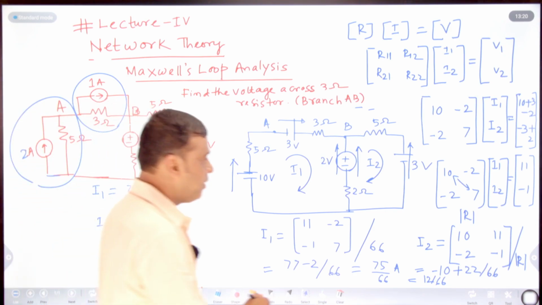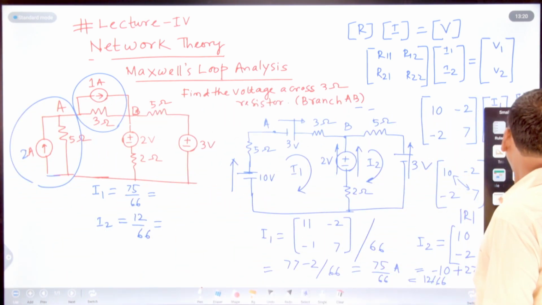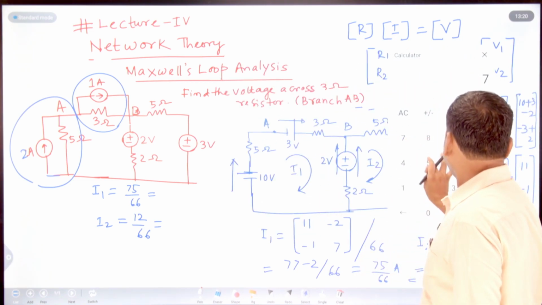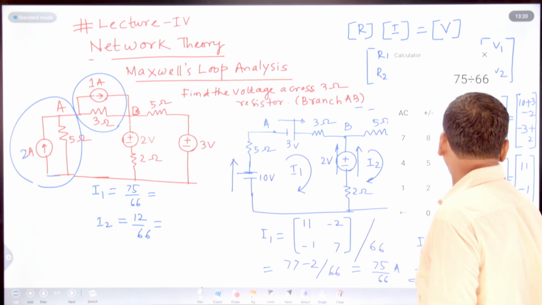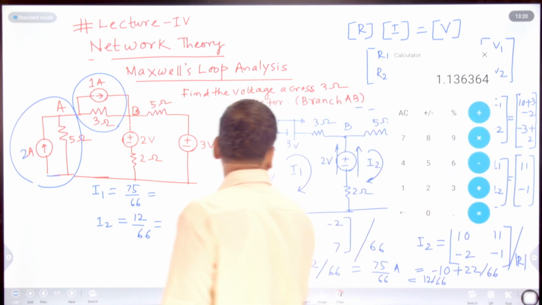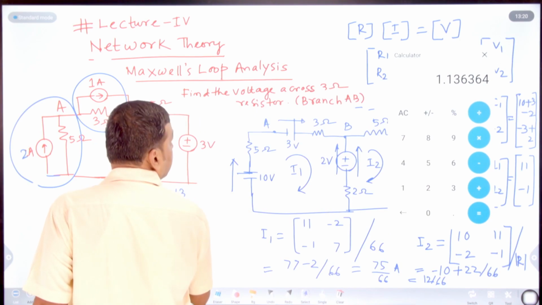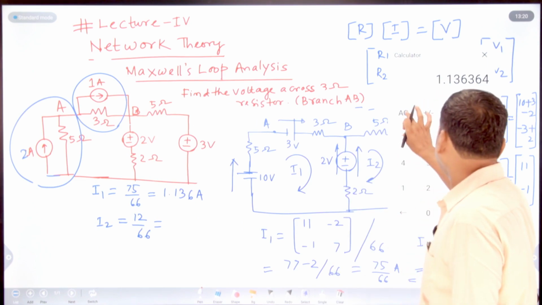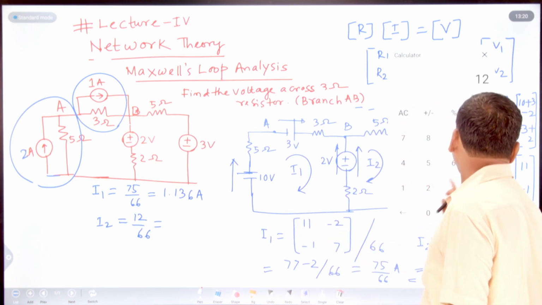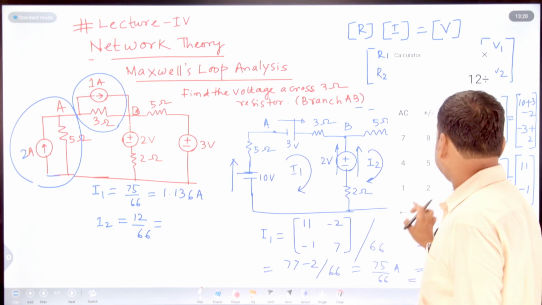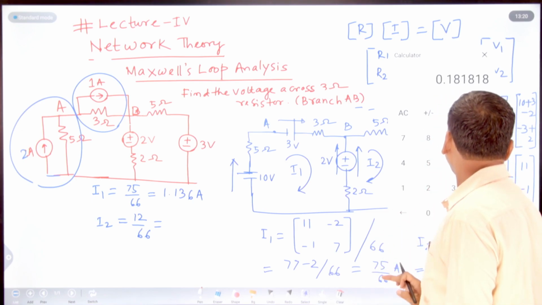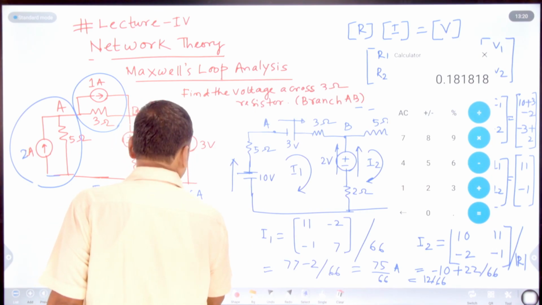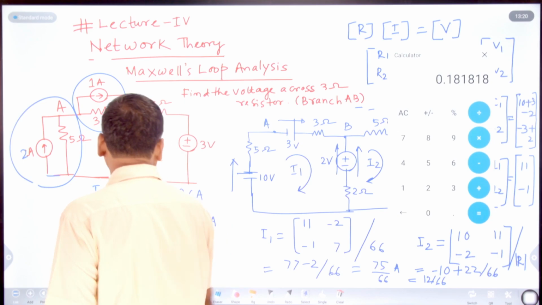Using the calculator, 75 by 66. 75 divided by 66, the value is 1.136 ampere, that is I1. And what is the I2 value? I2 is 12 divided by 66, the value is 0.18 ampere. This is I2.